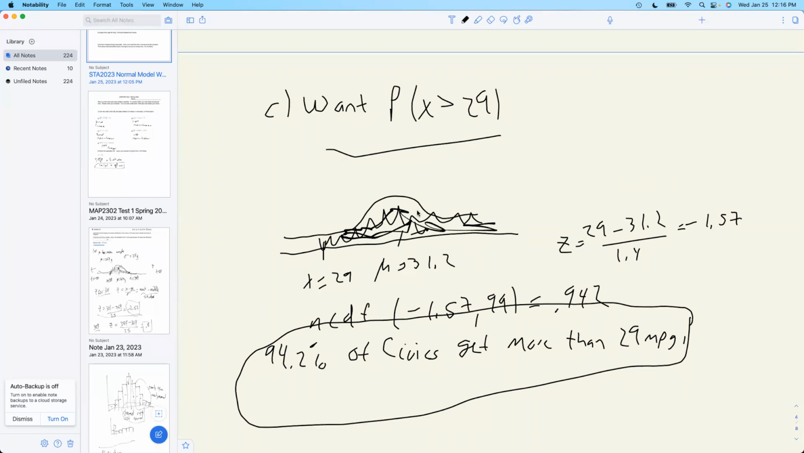I draw the picture. Find the z-score: the one you want, minus the one in the middle, over the standard deviation. I got a negative z-score because 29 is smaller than 31. Normal CDF, smallest to largest. Smallest z-score that you shaded to the biggest z-score. And we got like 94%.